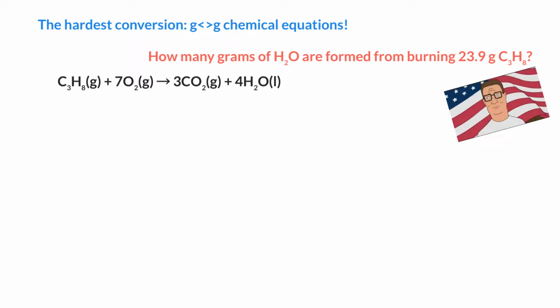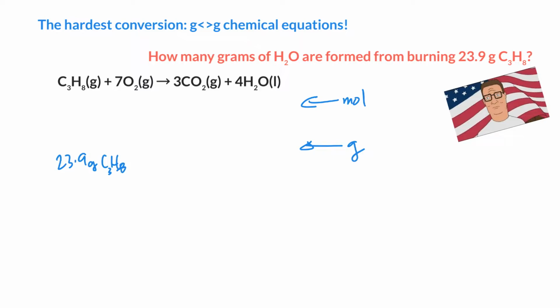And how are we going to do something like this? I think we probably want to make a plan. And just like before, right underneath the chemical equation, we're going to write moles. And the line below, we're going to write grams. So we are starting with 23.9 grams of propane. So that's C3H8. That's Hank Hill's favorite hydrocarbon, by the way.